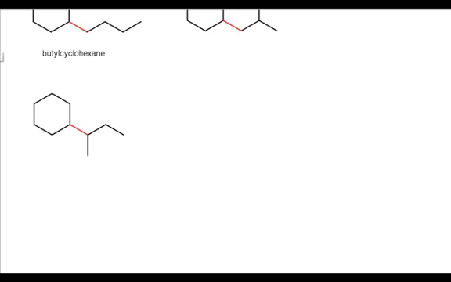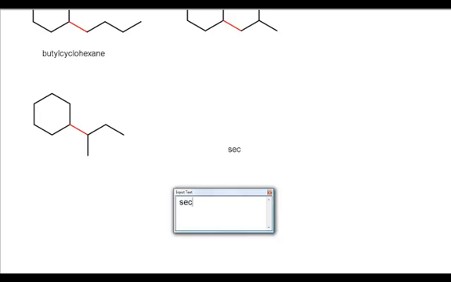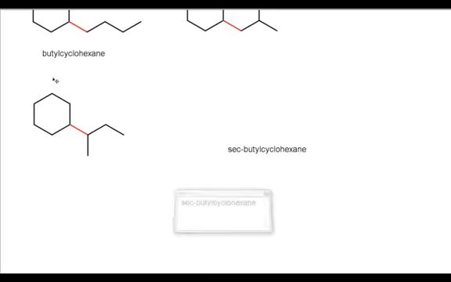So you're just going to have to memorize the name for this. The name that I give to this now, and I'll explain this to you, it's obviously going to be a butylcyclohexane again, but this time it's going to be a sec-butylcyclohexane. What is sec-butyl? Well, sec tells you that the butyl group is attached at the secondary carbon.